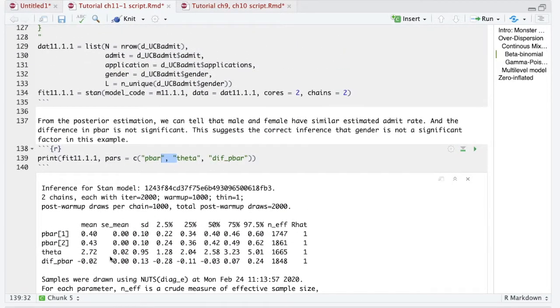So you can see that p bar for male and p bar for female are very similar, and the difference in p bar, the mean value is very close to 0. And if we look at the distribution of the differences in p bar, you can see that it actually crossed 0, so it's not significant. So we arrive at the correct inference that gender effect is not influential in the UC Berkeley admit data, and we didn't include the department information. Surprise? Yes, this is the power of a monster model.